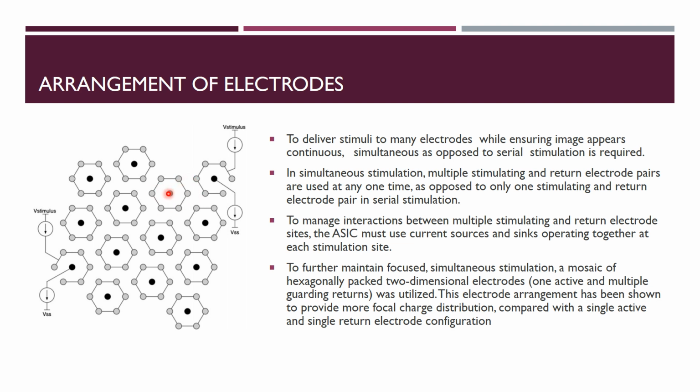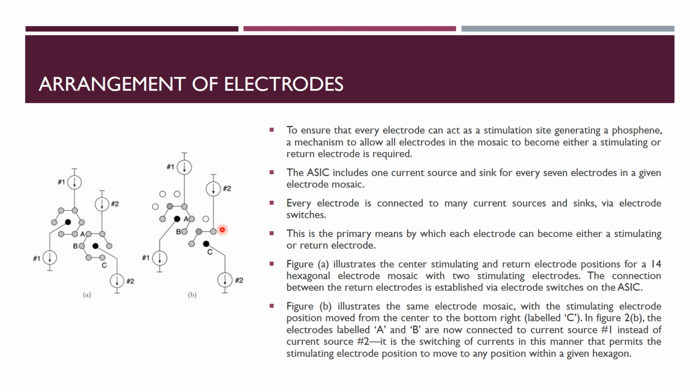These electrodes are connected to sinks and sources. Each electrode can be connected to a sink as well as to a source, which can be switched using an ASIC. We can see in the first figure the center electrode as the stimulating electrode, while the surrounding six are the return electrodes.